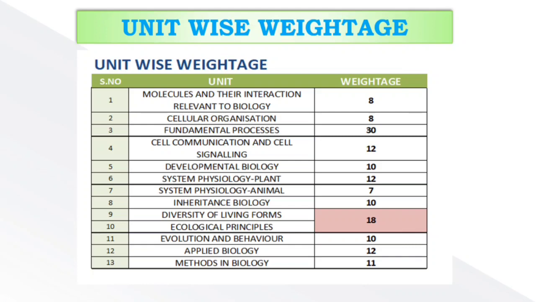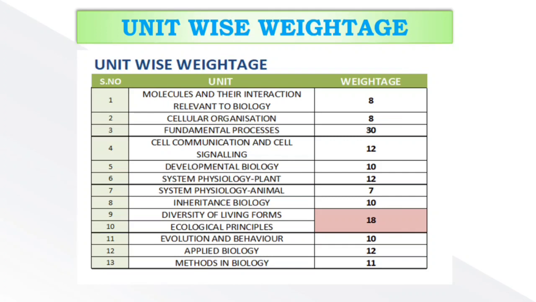In systems physiology plant, you will be asked about phytohormones, photosynthesis, and again it includes C3, C4, CAM pathway, and also TCA cycle, and photophosphorylation, oxidative phosphorylation, photorespiration, etc.